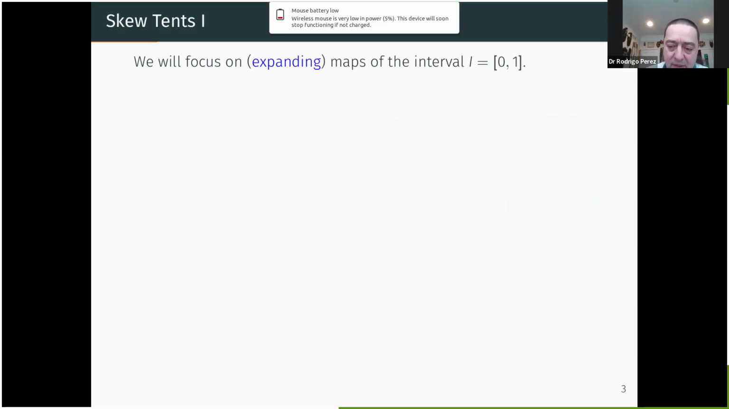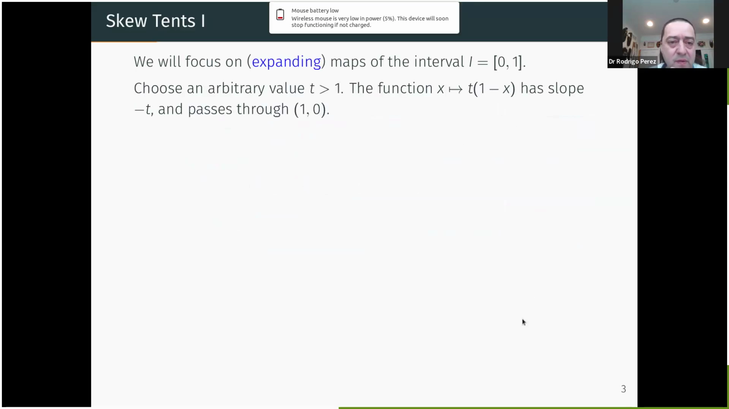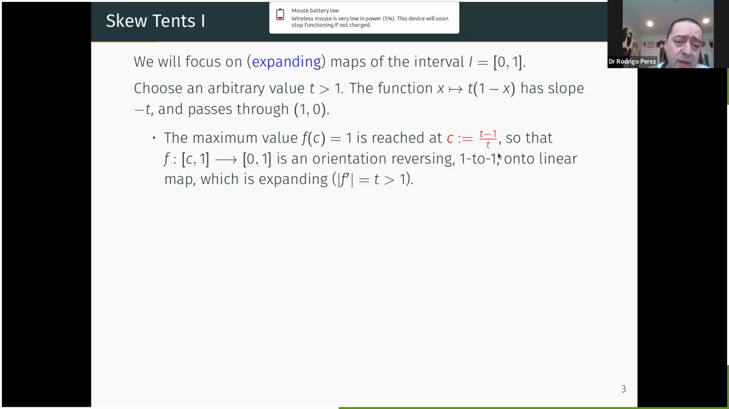So skew-tent maps, I'll show the image in just a moment, but these are maps on the interval 0, 1. We are going to choose an arbitrary value for the right-hand slope. It's going to be negative t. And this function goes through the point 1, 0, so the image of 1 is 0. The maximum value is reached for this particular parameter. It only depends on the slope. And that means that the interval c to 1 is orientation reversing, is 1 to 1, and it's expanding because the absolute value of the slope is bigger than 1.